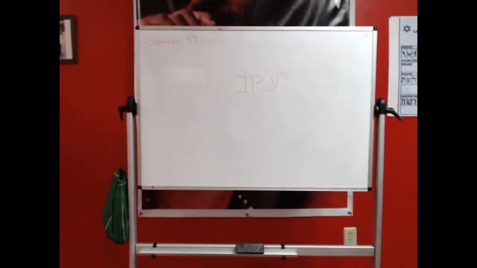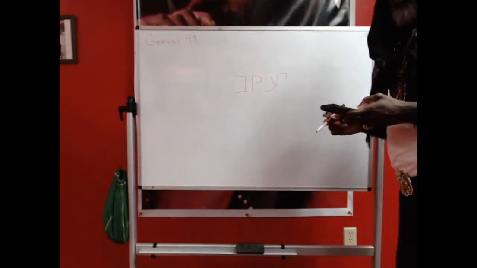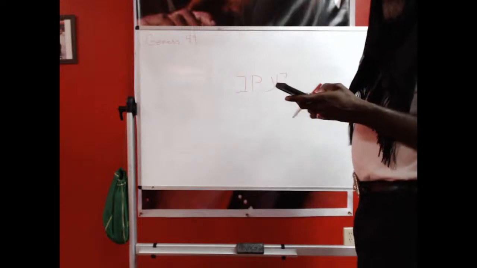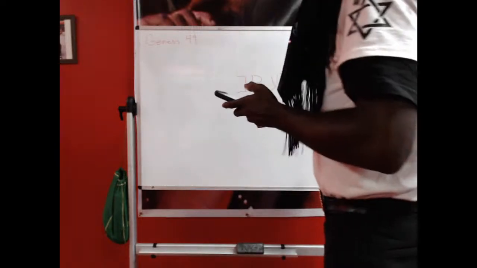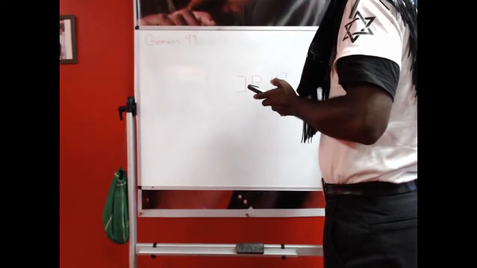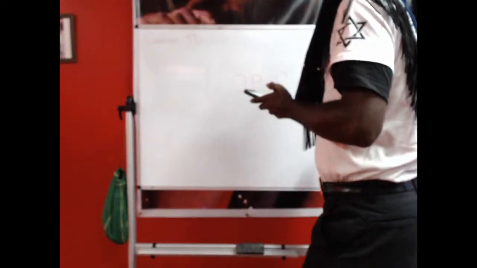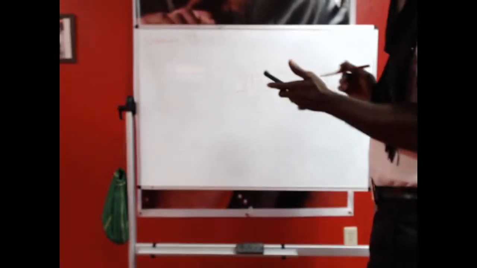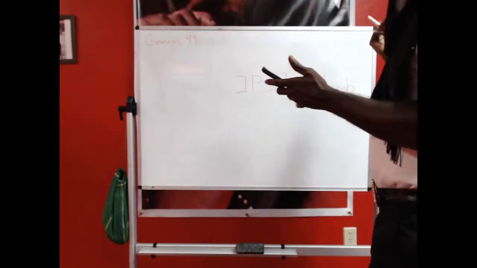Now, does anybody know who Yaqov is? Who is Yaqov according to the Bible? I'll give you a hint. Go ahead. Jacob. Correct. Correct, sis. That's the correct answer. Jacob is Yaqov. And it also says in that very same verse, and hearken unto Israel your father. Hearken unto Israel your father.